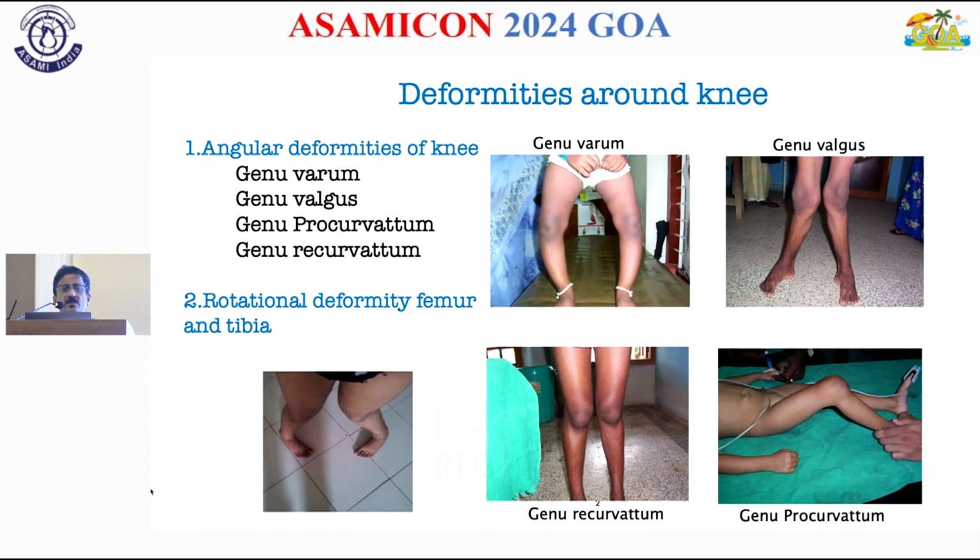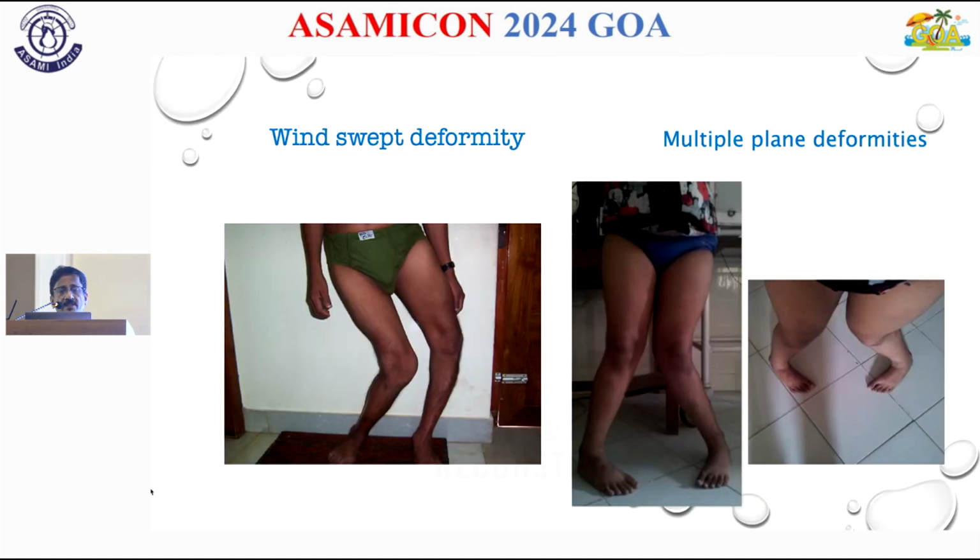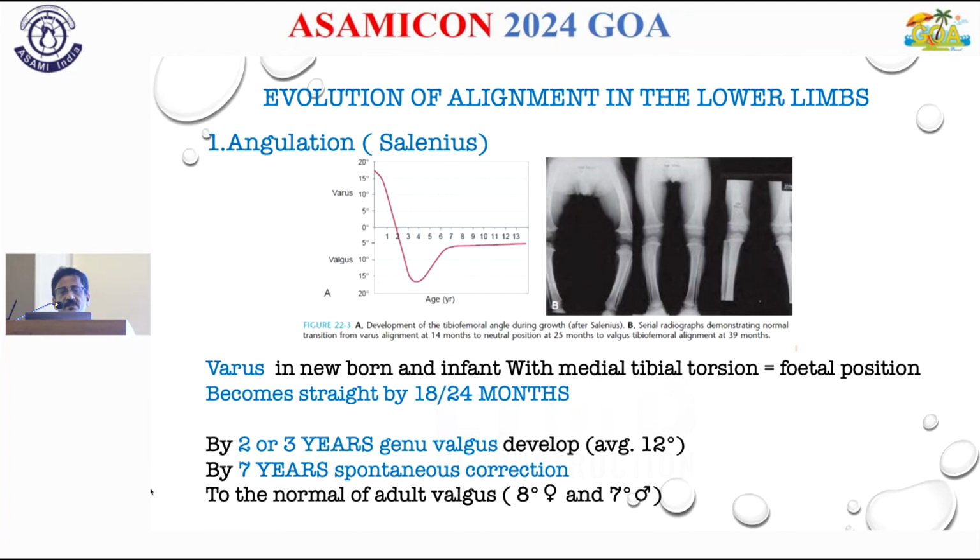All of you know these are the deformities. You can get angular or rotational or mixed deformity like this, or multiplanar deformities. If you look at the evolution of alignment, a child is born with varus alignment, at the age of 1 year it turns neutral at 2 years, at 3 years it goes to valgus, and at 7 years spontaneous correction occurs.